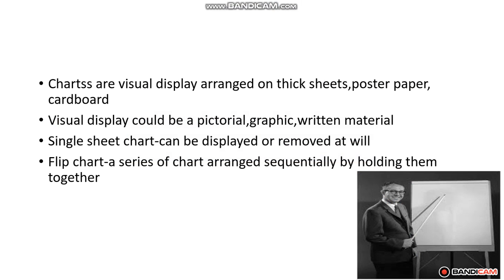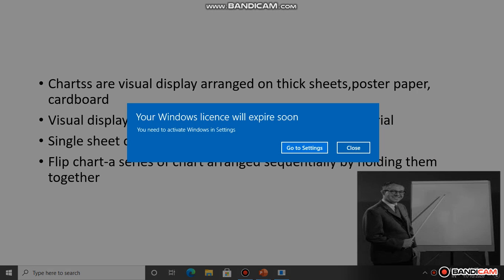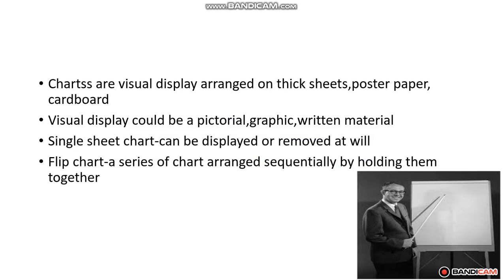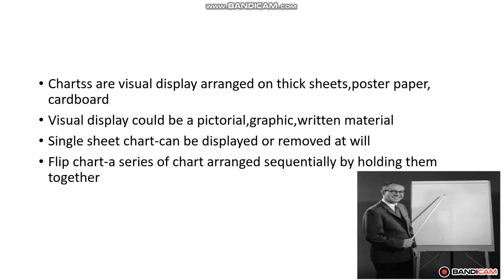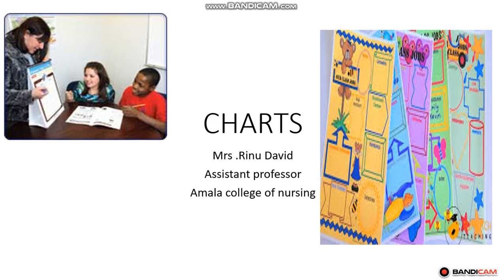For example, some charts are spiraled. So here you can see the chart is spiraled and one after the other it can be turned in a sequence of order, like for narrating something. You can use the flip chart. A single chart means just an ideal presentation of something, where you use single sheet charts. So this is a type of flip chart and these are the single charts you can see.